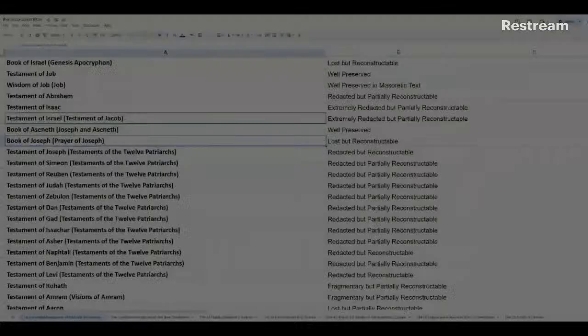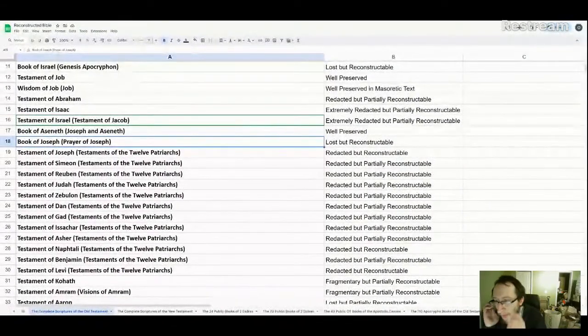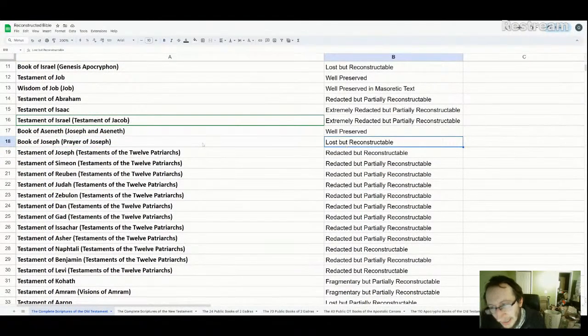So using that, we can have an idea of how long that missing book is. So we can reconstruct the basic gist of the book of Joseph, the general size of it, and the content. It was a blessing specifically for the two sons of Joseph.